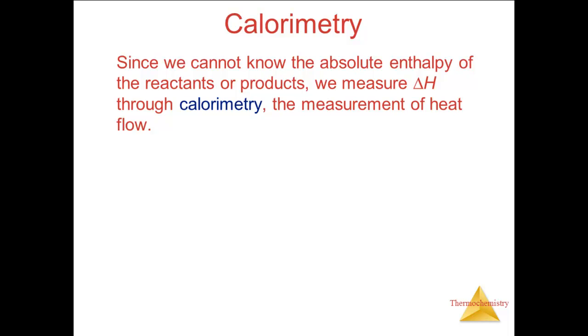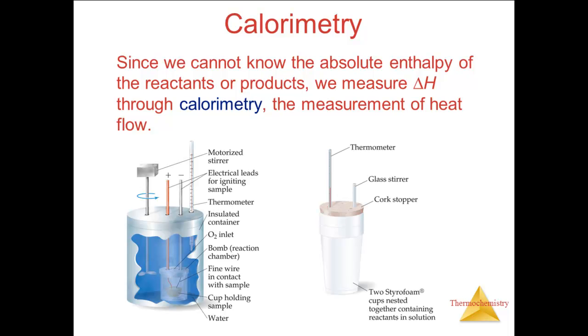It is impossible for us to know the absolute enthalpy of any system because we cannot know the absolute internal energy. However, we can measure the change in enthalpy using calorimetry. Calorimetry is the measurement of energy transfer using a calorimeter, two examples of which are shown here. In using a calorimeter, we measure the change in temperature of the contents and relate that to the energy change.